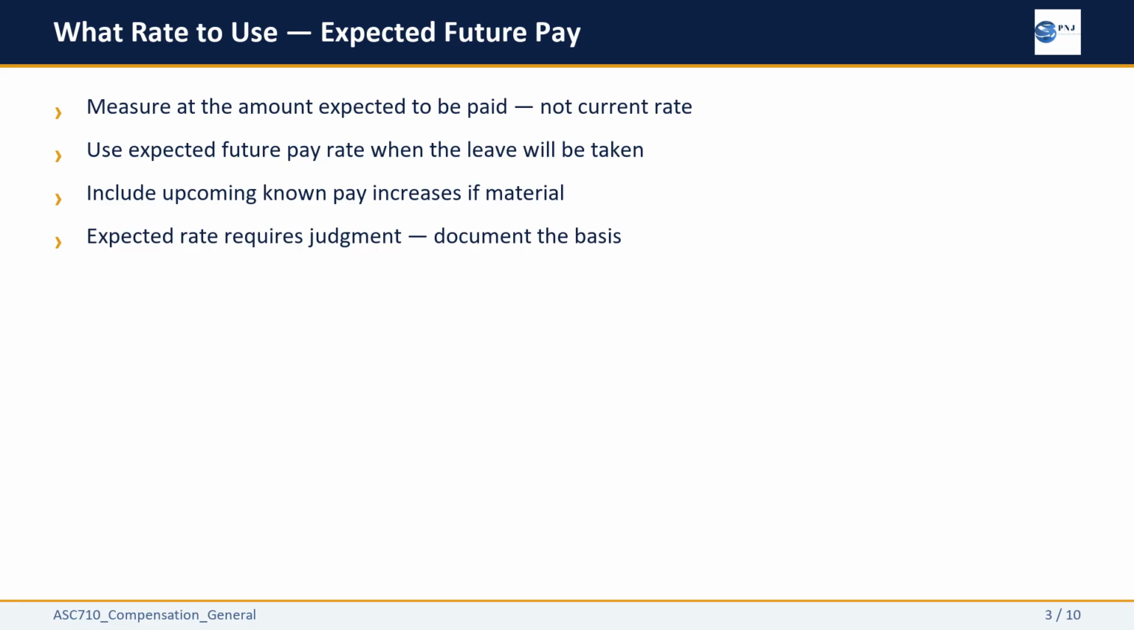Here is a measurement mistake that gets missed surprisingly often. The vacation liability should be measured at the rate you expect to pay when the employee actually uses the time, not necessarily the rate they earn today. If you know a company-wide pay increase is coming before most employees will take their vacation, measuring the liability at current rates understates the obligation. Whether a known pay increase is significant enough to reflect in the estimate is a judgment call, but it needs to be made consciously, not defaulted to current rates out of habit.